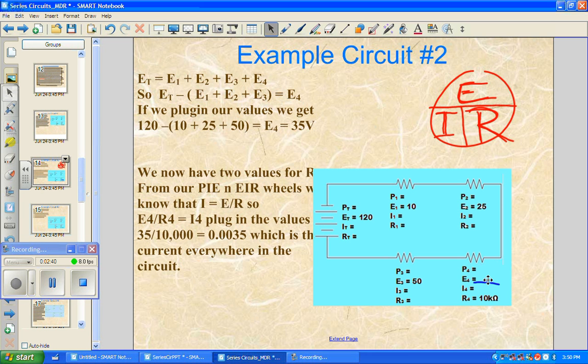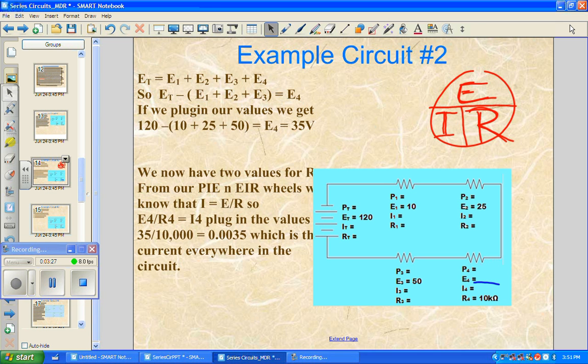So it's 0.0035, right? Well, get your calculator out, divide 35 volts by 10,000, and it should say 0.0035. So now we know that we have a current at I4 of 0.0035. Would we say 0.0035 on a quiz answer sheet? No, we would not. We would say 0.003, and 3 is milli, right? So we'd say 3.5 milliamps.